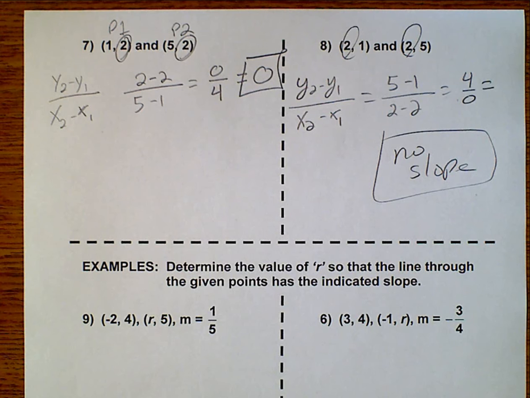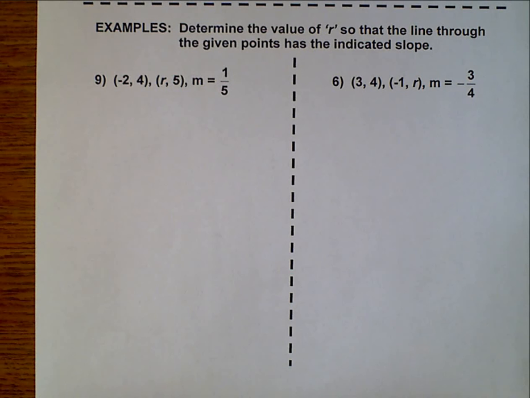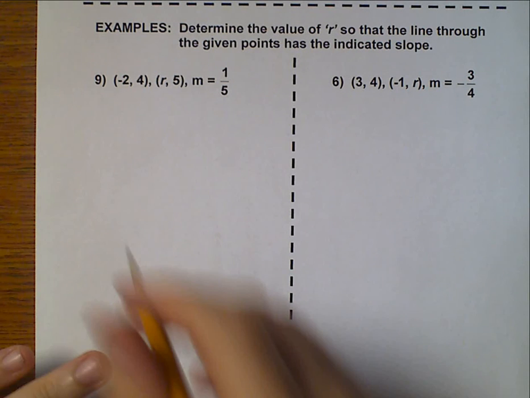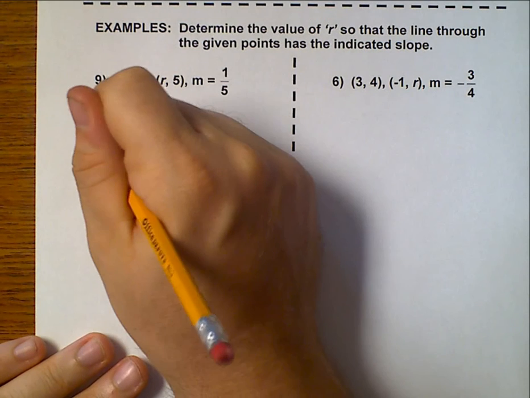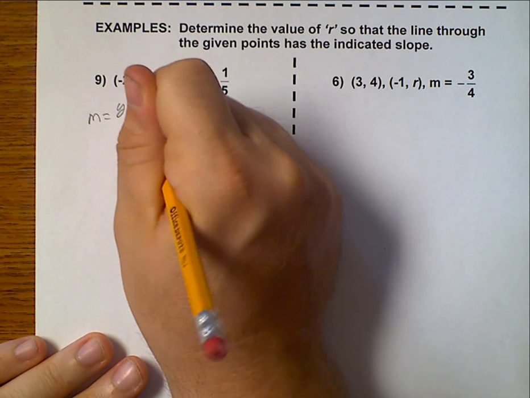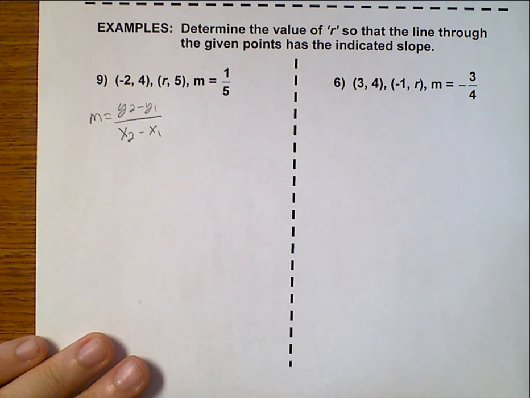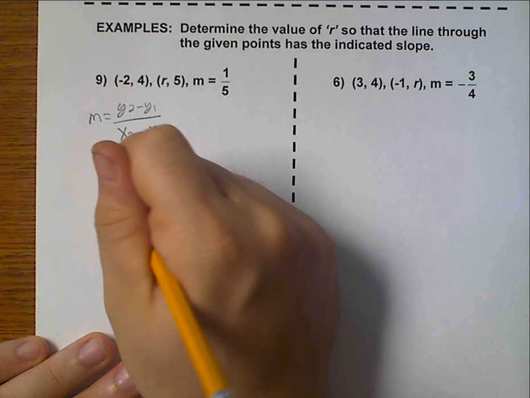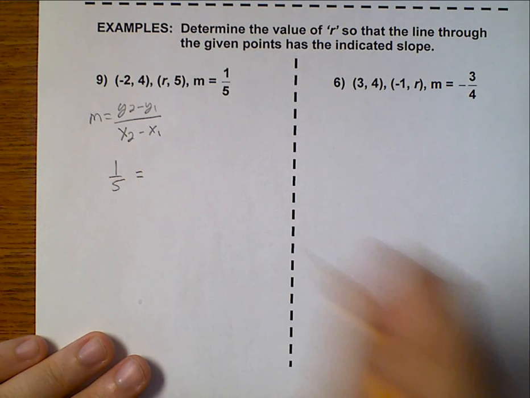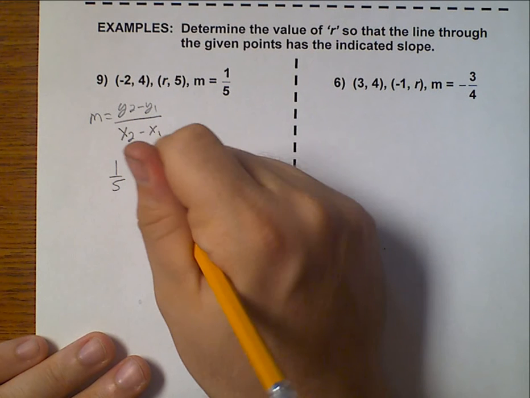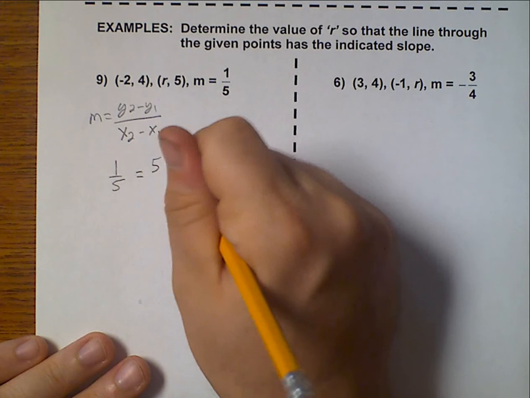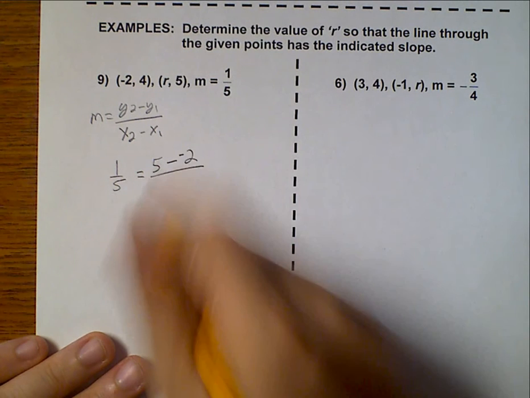Now for our last two examples, these are a little bit more difficult, as we are given one point, half of another point, and a slope. And so here we're going to go ahead and work this out. m equals y2 minus y1 over x2 minus x1. We're going to go ahead and fill it all out. So 1 over 5 equals y2, which is 5, minus a negative 2 for y1, over my x2, which is r.